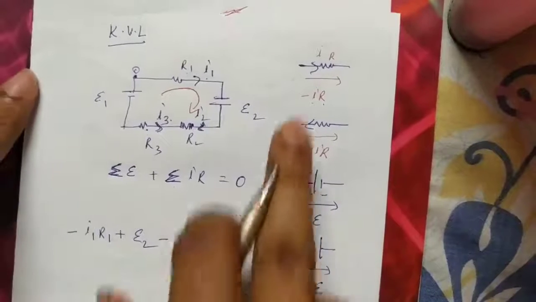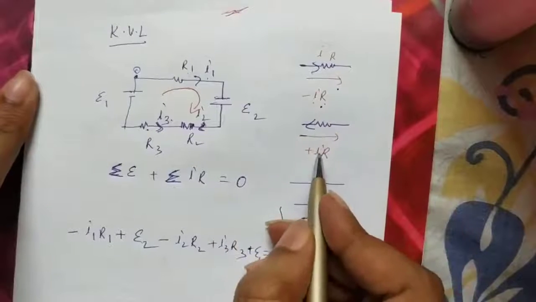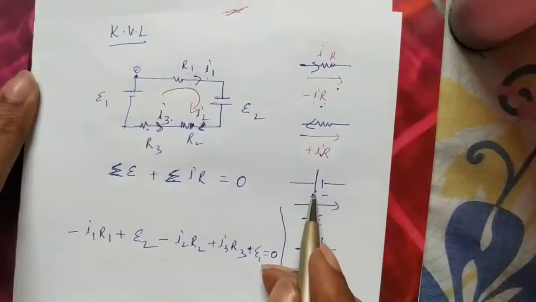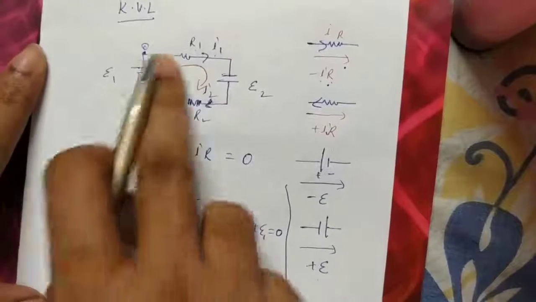How to take sign conventions? Using this: same direction, take minus. Opposite direction, plus. And when you are going and first facing the battery's positive, take minus. And when first facing the battery's negative, take plus. Using these rules, you can apply Kirchhoff's voltage law.